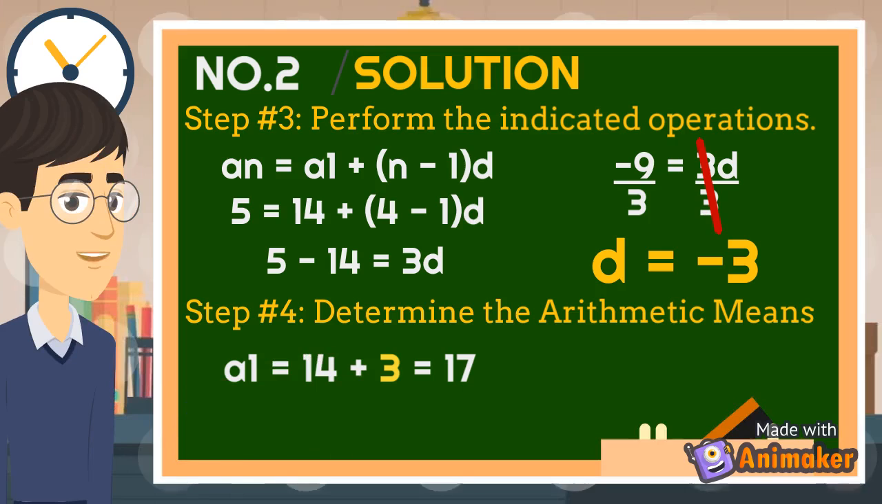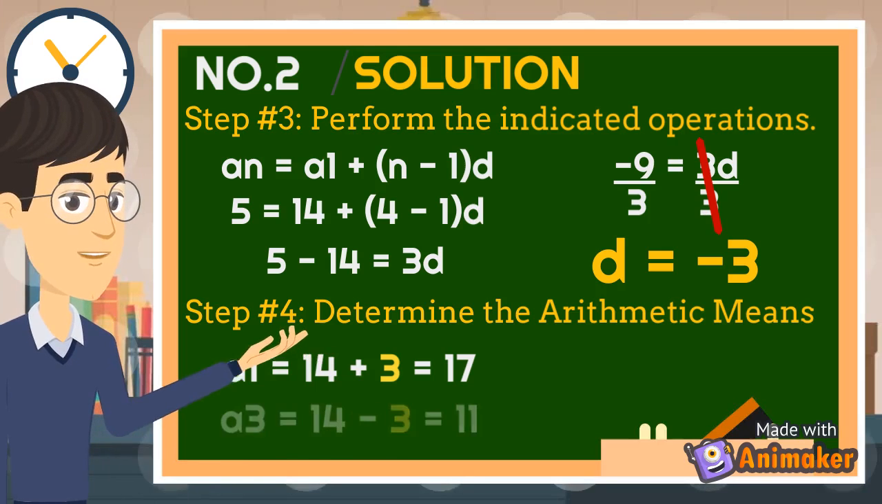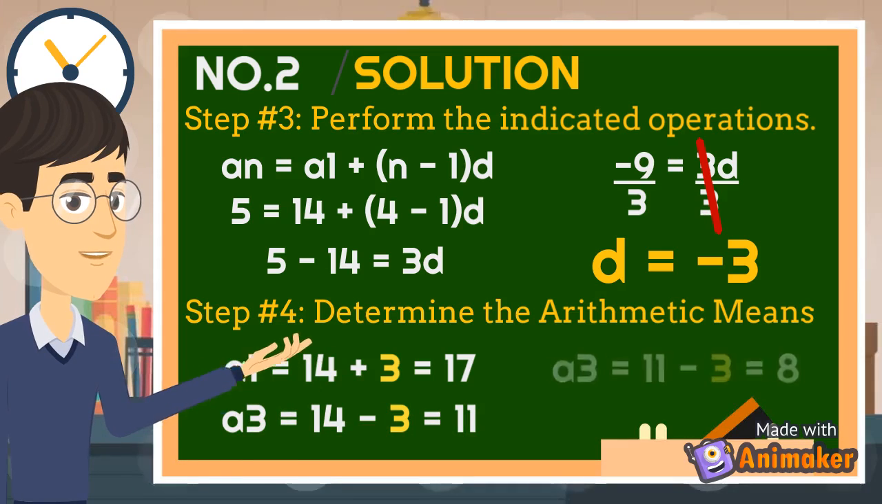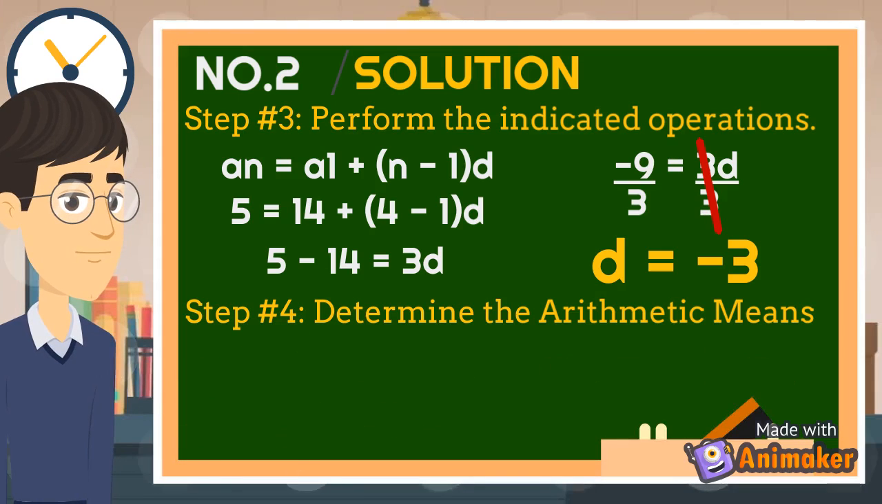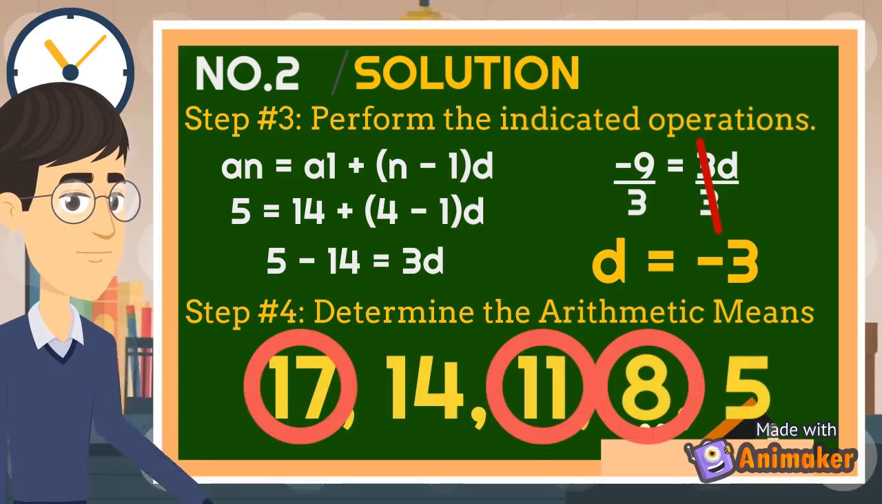What about the third and fourth terms? We will now add negative 3 to 14, and that is 11. Next, 11 plus negative 3 is equal to 8. Therefore, our missing terms are 17, 11, and 8. Are all these clear, brainiacs?